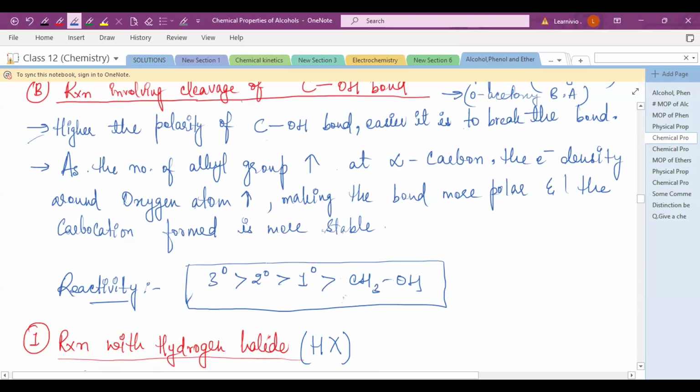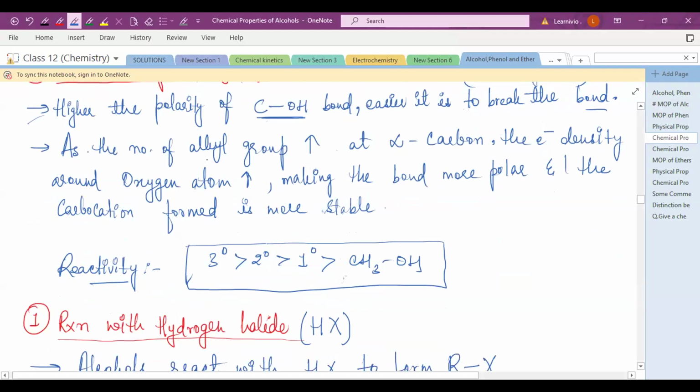The more the polarity, meaning the more the difference in electronegativity, the easier it will be to break the bond, right? So higher the polarity of the C-O bond, easier it is to break the bond. So as the number of alkyl groups increases at the alpha carbon.